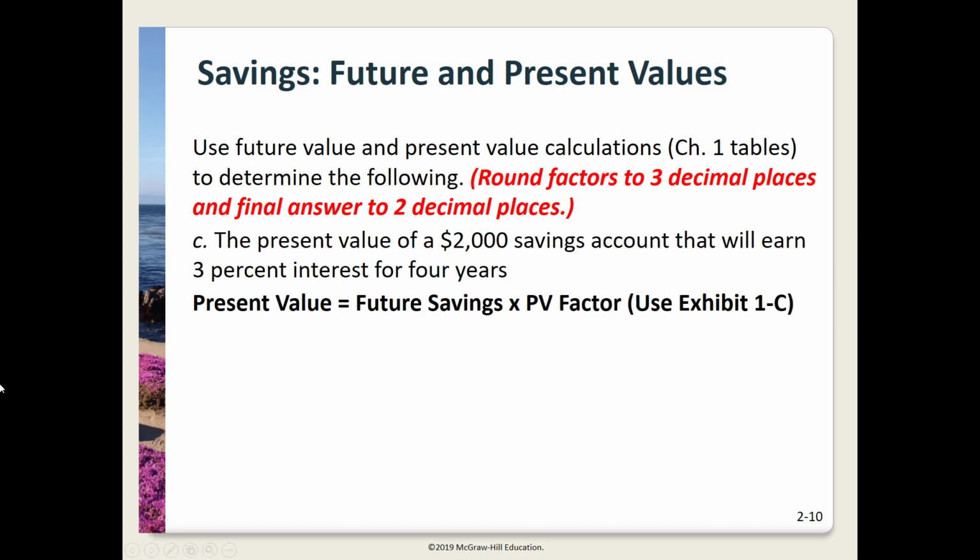In Part C, we want to find the present value of a $2,000 savings account that will earn 3% interest for 4 years. So in this scenario, we want to know how much do we have to invest today once and wait 4 years in order to get the $2,000 future savings. So we'll be using this formula here for the present value equals our future savings of 2,000 times the present value factor. Since we're doing a single deposit and we're trying to figure out what that value needs to be, we're going to be using Exhibit 1C.